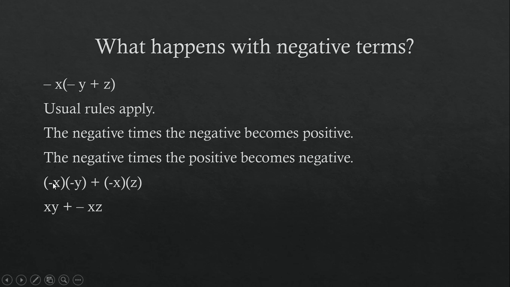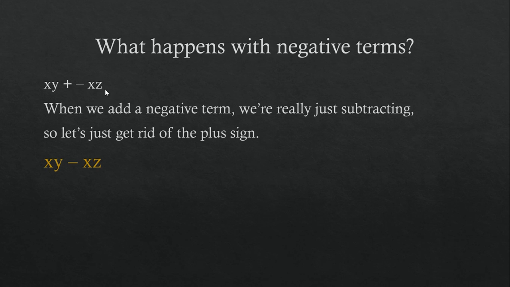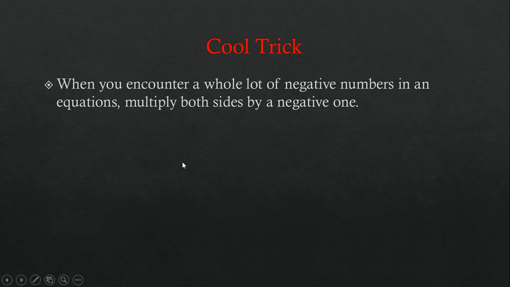So the two negatives cancel each other out, both become positive. This negative wins over this positive. This becomes a negative. So we have a plus and negative. When we add a negative term, we really are subtracting. So let's just get rid of the plus sign. It's like these two go to battle, the negative wins. Add a negative term, we are really subtracting the term. And now we've simplified it. This is our original term, so it looks a lot easier to deal with now. It's less intimidating. Cool trick.